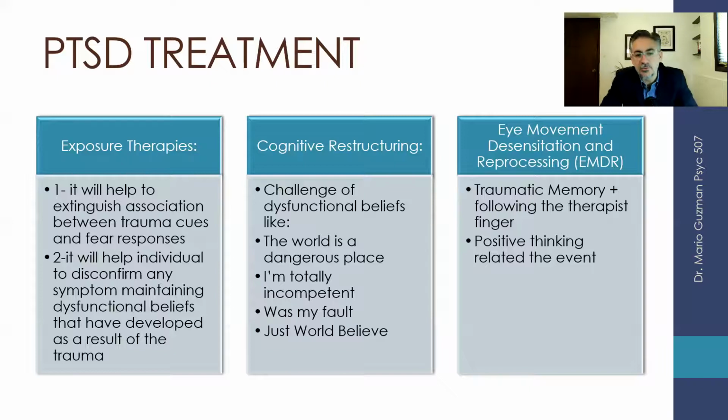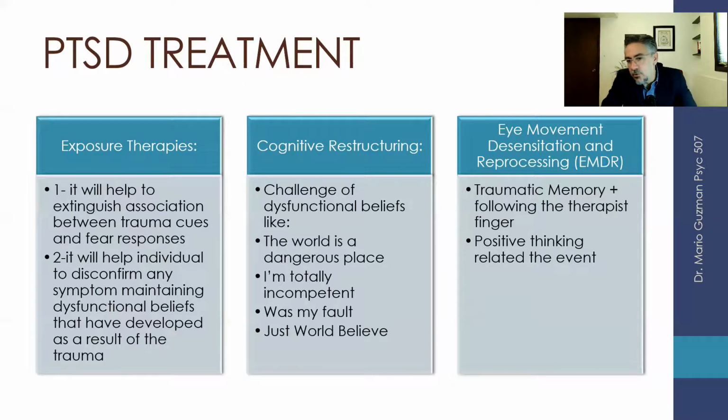How do they work? Challenging of dysfunctional beliefs, such as the world is a dangerous place, I'm totally incompetent, it was my fault, just work belief. But they also use a different type of exposure therapy, which is writing accounts of the event, okay? These therapies, they are protocolized. There's a protocol that you go step by step. The cognitive processing therapy is a 12 meetings treatment, 50 minutes each session, very effective. In 12 meetings, patients can be out of their PTSD. And exposure therapy, if I remember well, is very similar. Yeah, between 12 and 16, if I remember well.